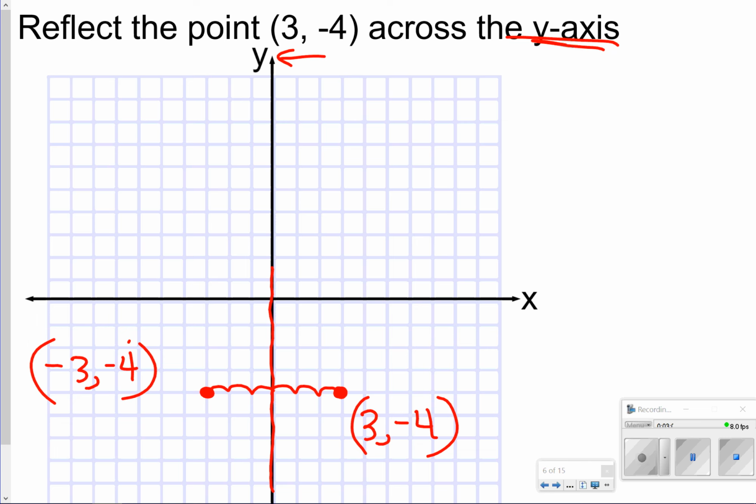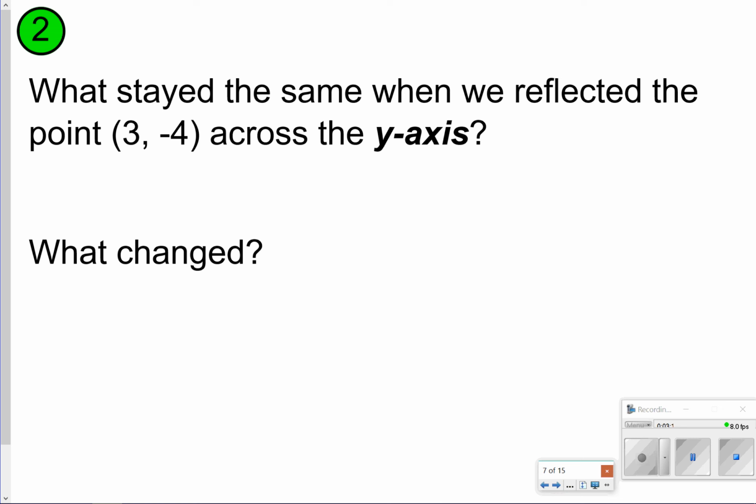Okay, so you're going to be asked the same question again here. What stayed the same when we reflected the point 3, -4 across the y-axis, and what changed? Remember, our new point is -3, -4. Go ahead and pause the video to answer the questions, and once you're done, click play.